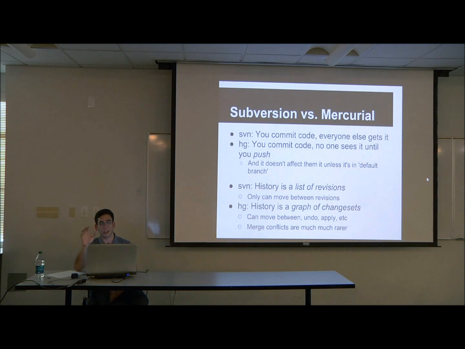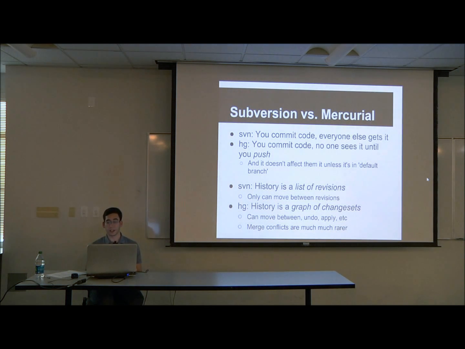In Subversion, history is a list of revisions, and so it's like this just linear set of changes of versions. And so basically all you can do with that is move between them because that's all the data you really have. Technically it doesn't store it like this, but the way that Subversion looks at it and the way that you look at it is just all of the different versions that each file had.